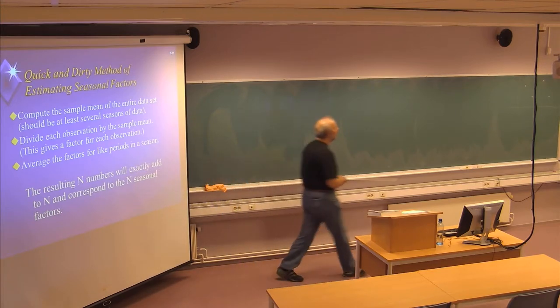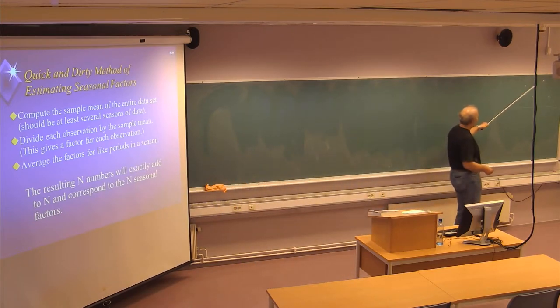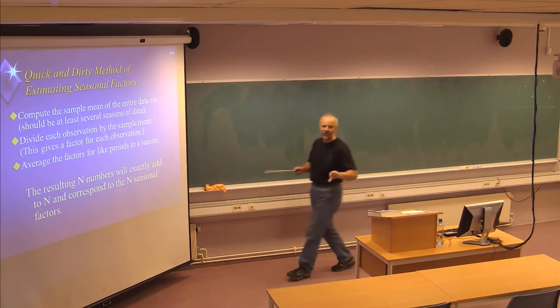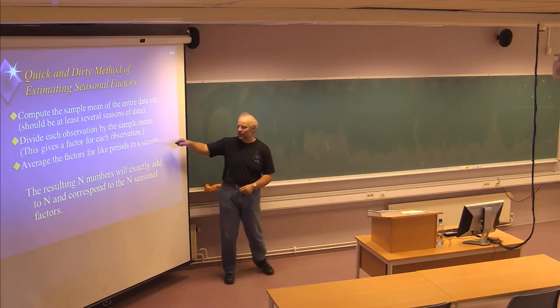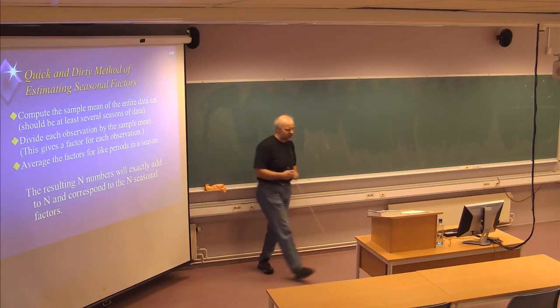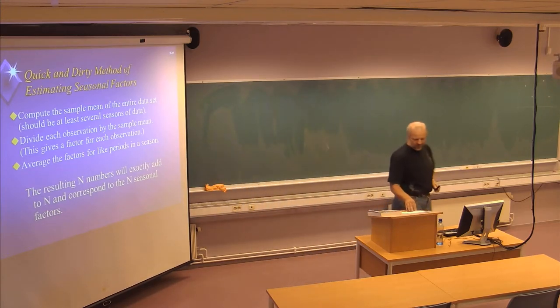Then we average the factors for like periods in a season: the average for period 1 in the two seasons and the average for period 2 in the two seasons. Then we have the average factors, which can be used to create a simple forecast for the coming years. So let's now see a very small example of this.